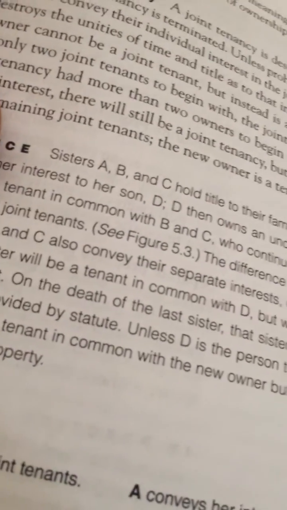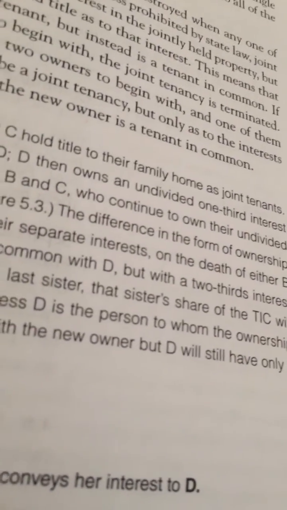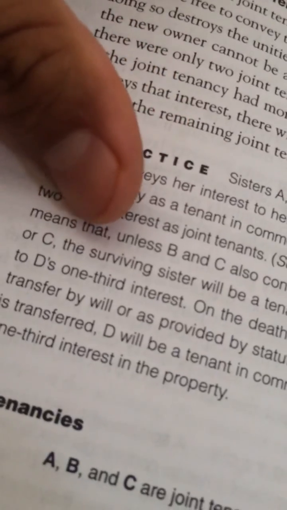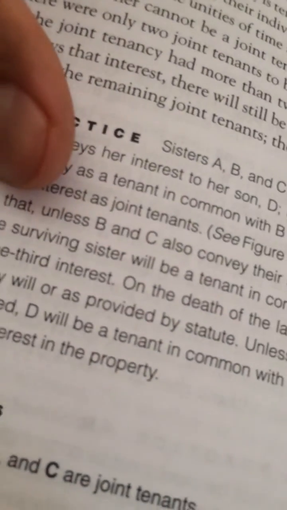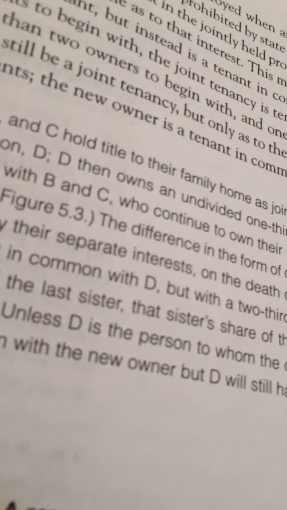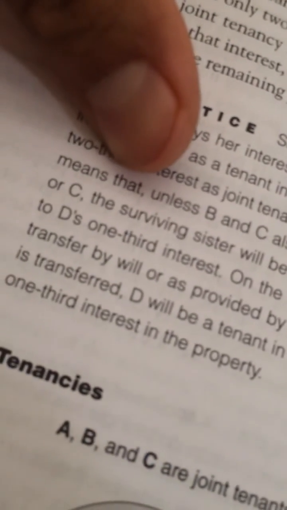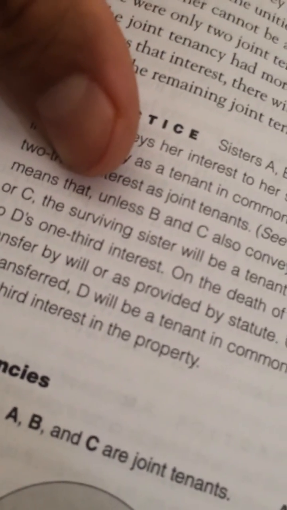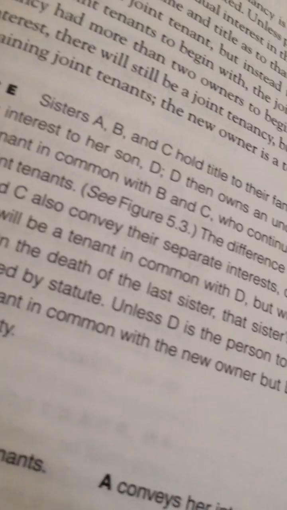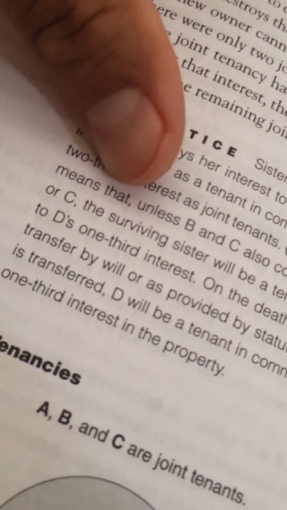See Figure 5.3. The difference in the form of ownership means that unless B and C also convey their separate interests, on the death of either B or C, the surviving sister will be a tenant in common with D, but with 2/3 interest to D's 1/3 interest.